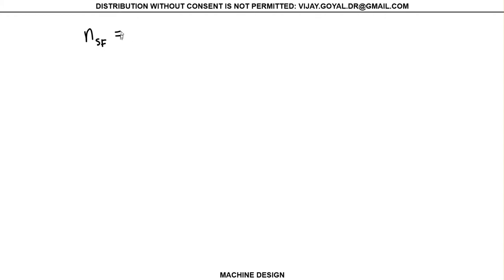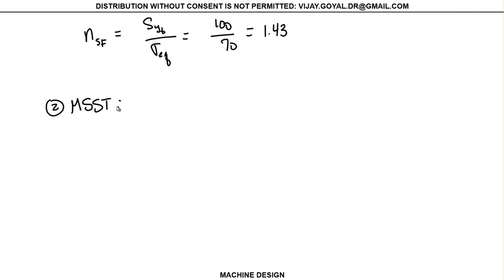My factor of safety will be sigma yield in tensile divided by sigma equivalent, and that would give you 100 over 70, which gives you 1.43. Okay. The second theory is the maximum shear stress theory. In the maximum shear stress theory, there are two ways you can do this problem. In the strict sense, you need to find this, and this is sigma yield in tensile divided by 2.